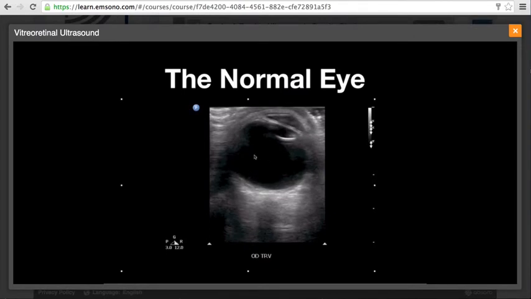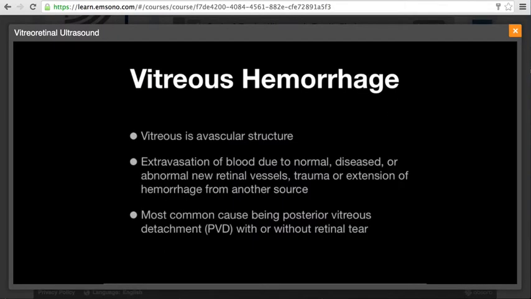You have to make sure that when you are doing your machine settings that you've got the gain maximized. If you have the gain set too low, it'd be very easy to miss small amounts of vitreous hemorrhage. So you want to make sure you turn that gain up till you see artifactual fill-in and then turn it back. This way you'll know that you've got your gain maximized and you're not going to miss any small amounts of vitreous hemorrhage. Let's first look at vitreous hemorrhage.